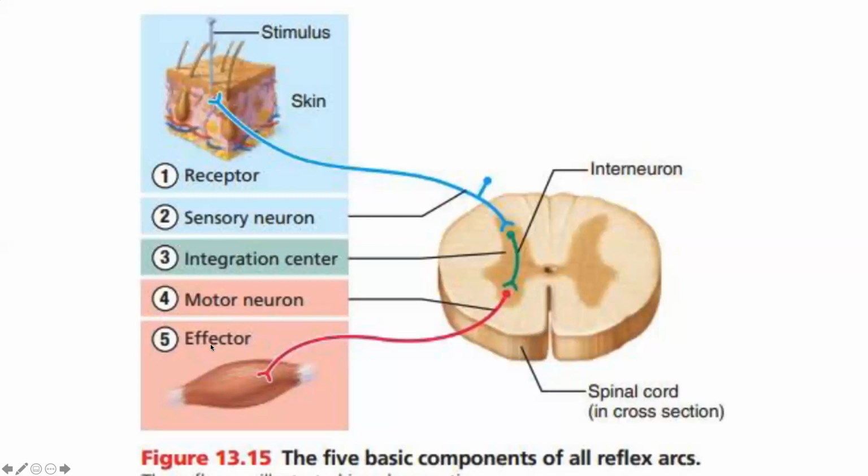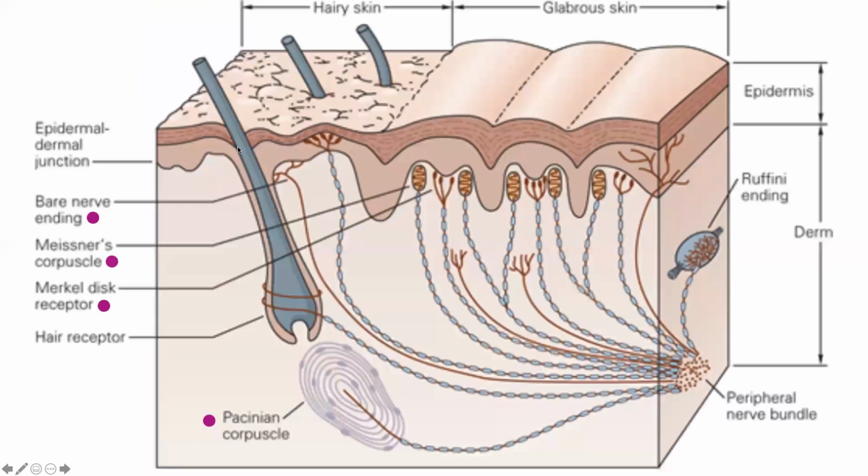These are the 5 basic components of all reflex arcs. And now we will concentrate on the receptors in the skin. This is the cross section of the skin, which is showing different skin receptors at different depths of the skin.